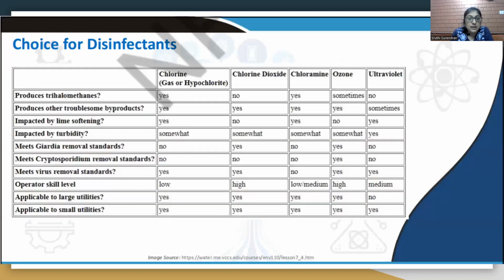If you see this chart, it is based on all this that the disinfectant is chosen: how much residual is formed, and what pH it is active in. So if you go through the slide, you can know what kind of water or what kind of standard, what type of agent we should use. Should we use chlorine gas, chlorine dioxide, chloramine, ozone, or ultraviolet radiation for the disinfection process?